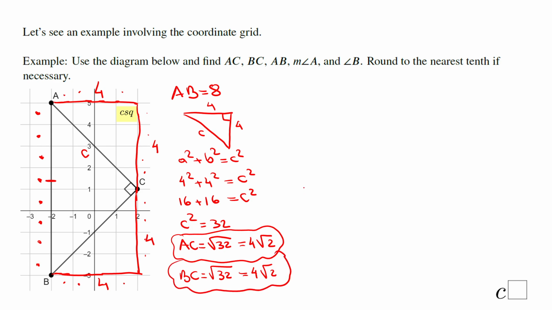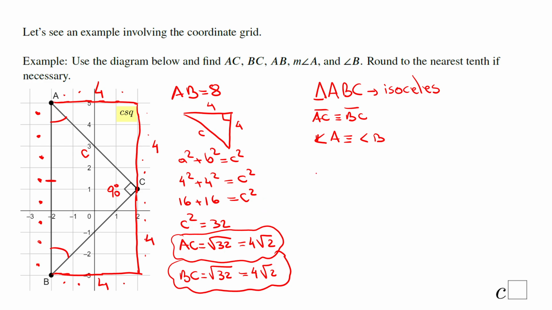Okay, so that tells us that triangle ABC is an isosceles triangle, because AC and BC are congruent. And now we know then that the measure of angle A and angle B are congruent because those are going to be the base angles. And this angle C is 90 degrees.